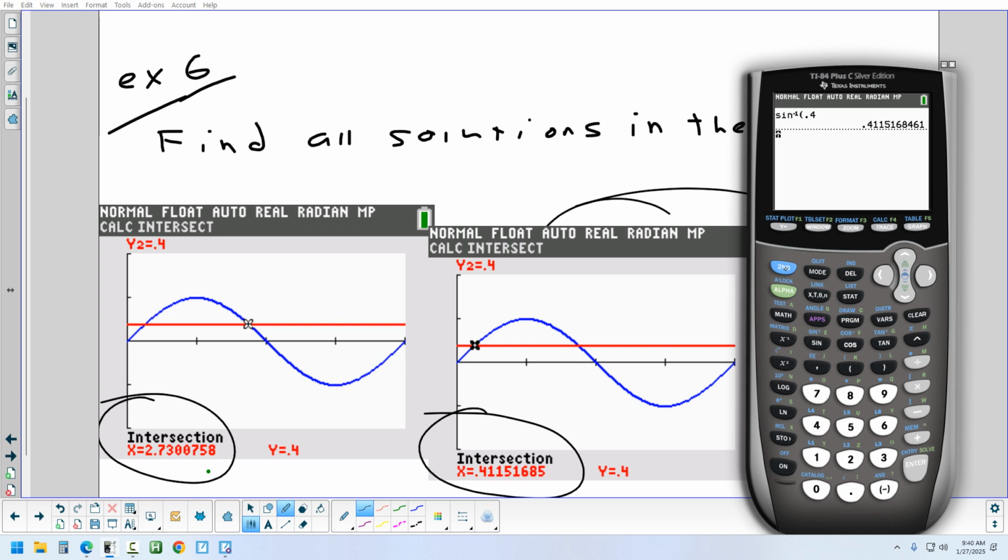But it has something to do with this, adding pi to it. No, I'm sorry, not adding pi. Half a period? Subtracting pi from it. 2.73, 2.73. But why did I subtract 0.411, the first answer, from pi to get the second answer? We'll talk more about that at some point.